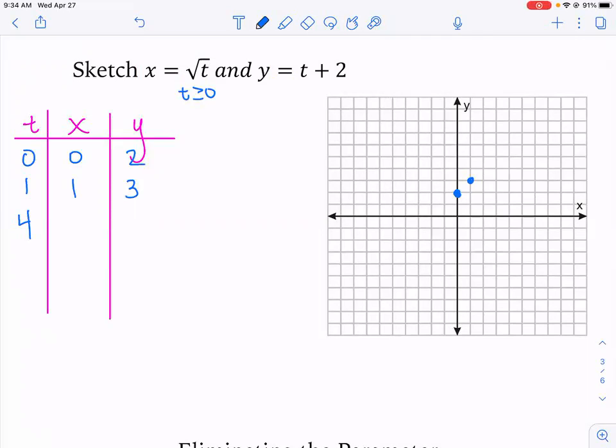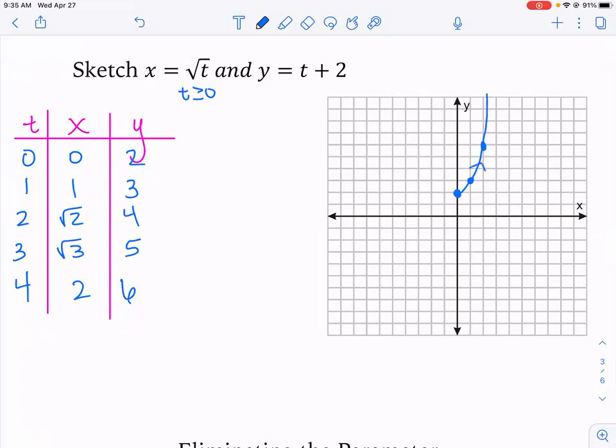I mean, is that okay? Okay. So we're welcome to say, all right, when we plug in 2, we get radical 2, 4. When we plug in 3, we get radical 3, 5. When we plug in 4, we get 2, 6. That's the point I'm going to plot. Okay. What does it look like we're about to draw? A full parabola? Like a half of a parabola, right?